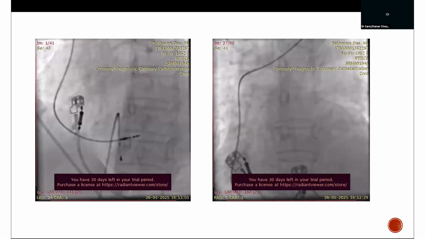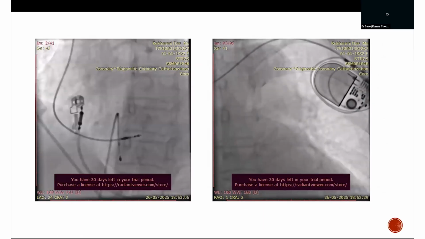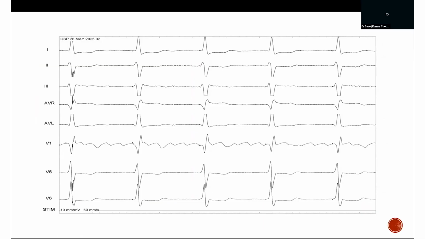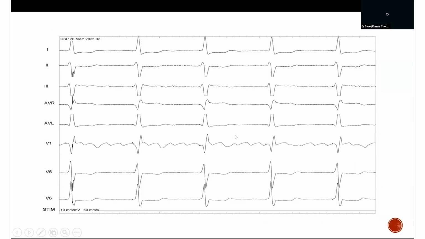The final lead position. And this was after the device connection in the bipolar mode.